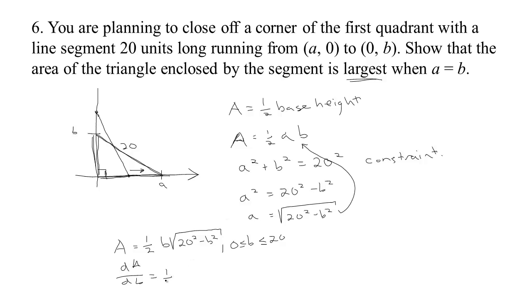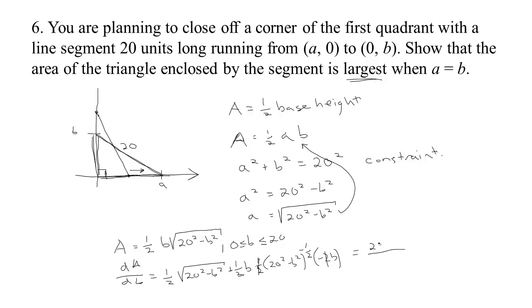We'll have to use the product rule. We'll have 1/2 the derivative of the first times the second plus the first, that's 1/2 b, times the derivative of the second. You take the derivative of something to the 1/2 power, so the 1/2 comes down. You get 20 squared minus b squared to the negative 1/2, and then you have to multiply by the derivative of what's inside, which is negative 2b. Let's see, so this 2 here cancels one of those 1/2s, and if I put them together with a common denominator, this one has a denominator that includes 2 and this square root, and I could get the same denominator if I multiply this top and bottom by that square root.